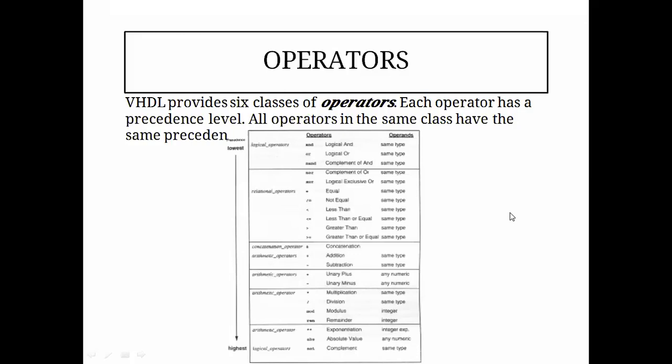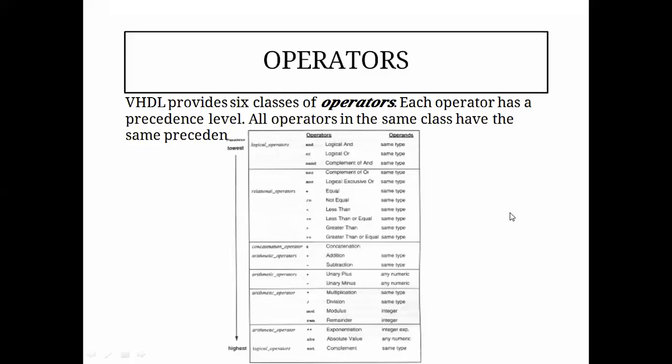Fifth, you have the multiplying operator. What are the different operations that come under this multiplying operator? You have multiplication, division, modulus operator, and remainder operator. These are the basic operations that come under this multiplying operator: multiplication, division, modulus, and remainder.